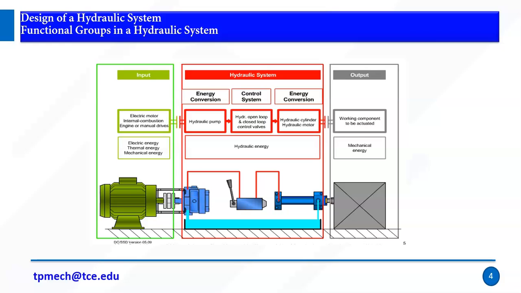So the input is one form of energy. It may be electric energy provided by the electric motor, or mechanical or thermal energy provided by the engine. The output is our requirement. For example, if you want to lift a heavy object, that is the final outcome, and this is our output device. Between the input and output we have the hydraulic system, which has the energy conversion, meaning the hydraulic pump, and the control devices. This is the functional group in a hydraulic system.